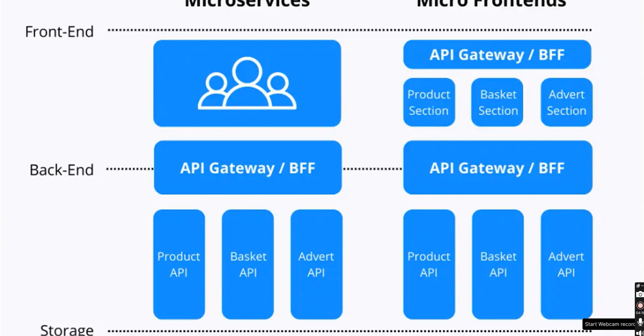Now if you see on your left side, it's the back end, and here is the front end. There are different modules like product, basket and advert APIs. Before that box, API gateway, BFF, you see the product section, basket section, advert section. Those are all different individual micro front end applications.